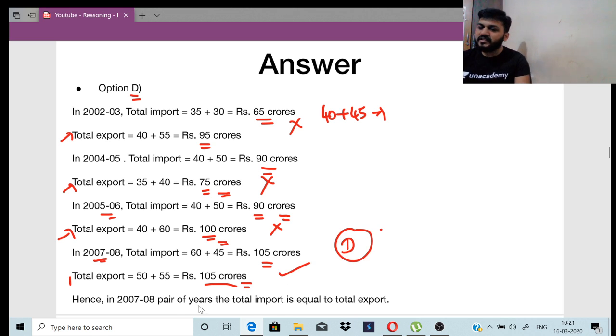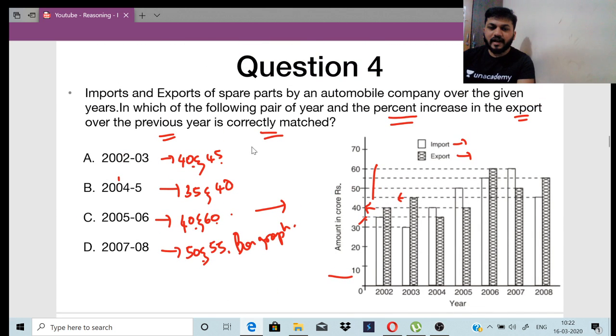So pair of years का मतलब क्या है? Total import is equal to export. Okay, total import is equal to export. Okay, I will explain it again. Okay, Subhajit, don't worry, right?